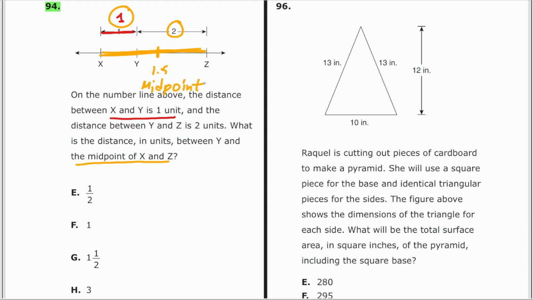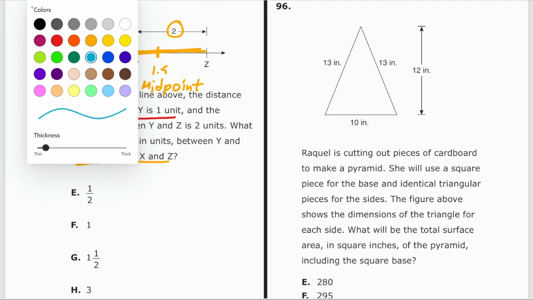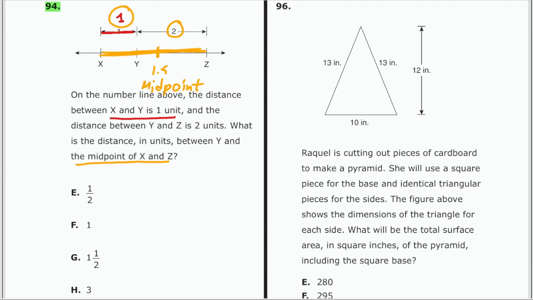Now we need to find the final thing, right? The final thing is the distance between y and that midpoint. So distance between the y and the midpoint. Now, this is, again, just 1. That is 1.5. So the distance is just half. So this tiny distance here is just 0.5.